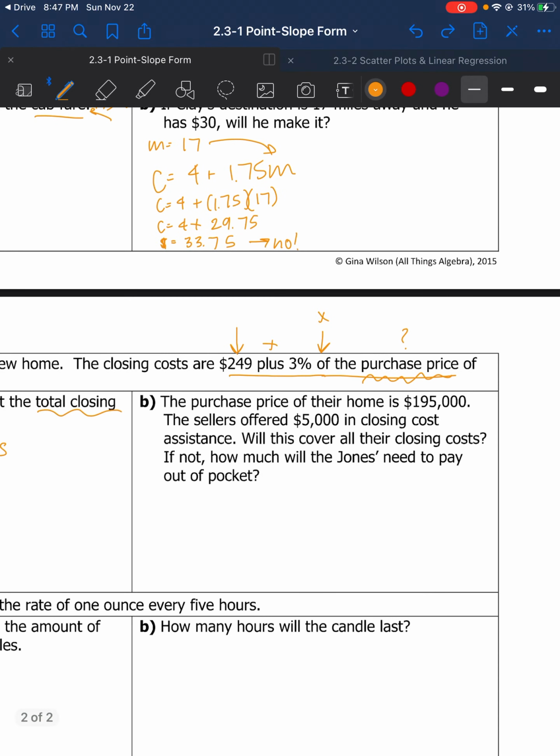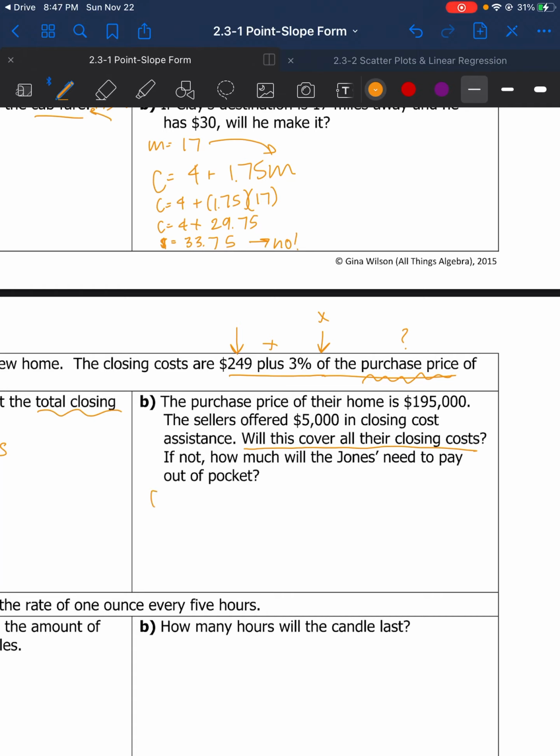The purchase price of their home is $195,000. The sellers offered $5,000 in closing cost assistance. Will this cover all of their closing costs? If not, how much will the Joneses need to pay out of pocket? Okay, so let's just answer this question first. Will this cover all of their closing costs? So what is their closing costs?